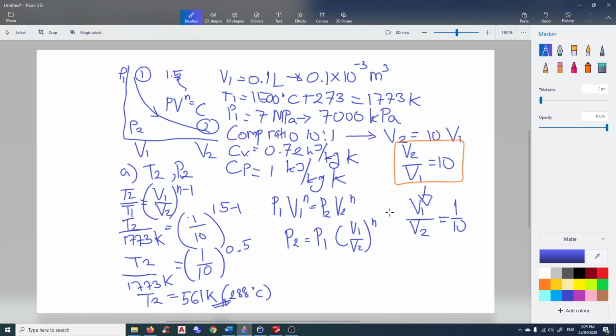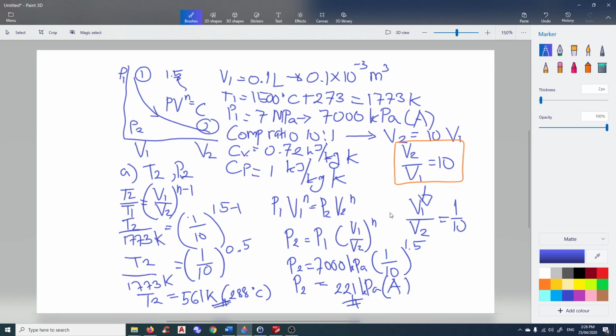Now we know V1 over V2 is 1 over 10, right? And we know P1 is 7000 kPa. And we know n is 1.5. So solving for P2, we got 221 kPa. And this is already absolute because the 7000 kPa here is already absolute according to the equation. So that's equation A.